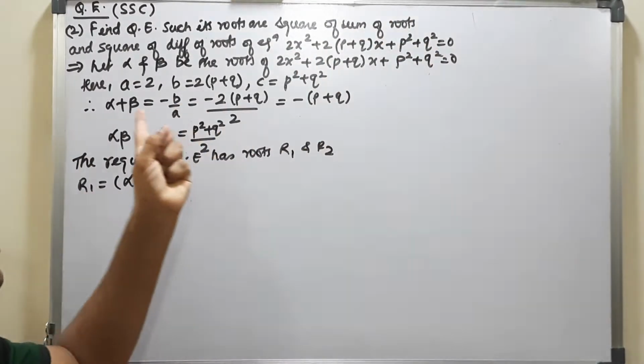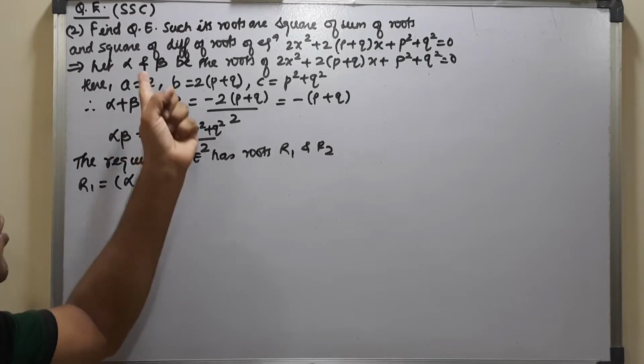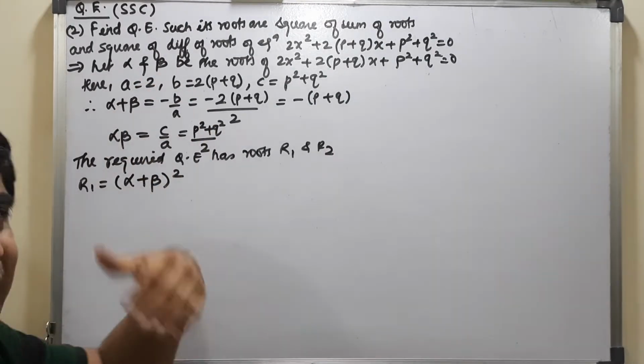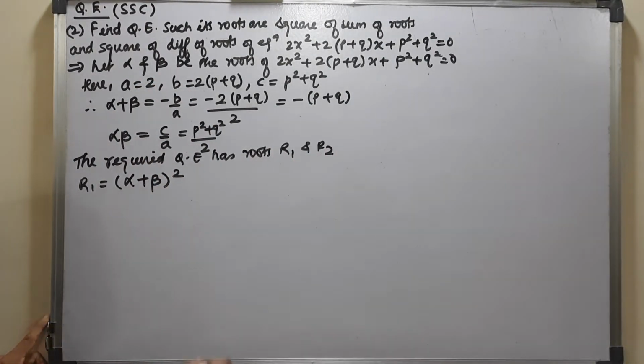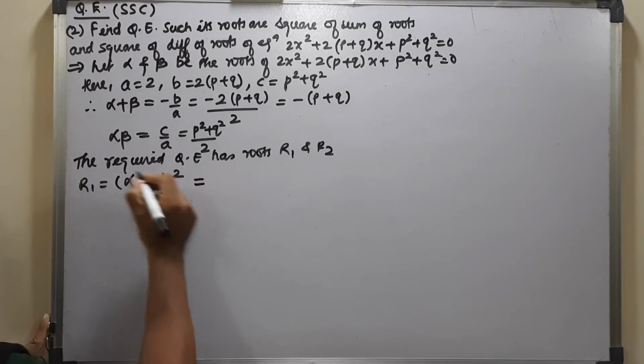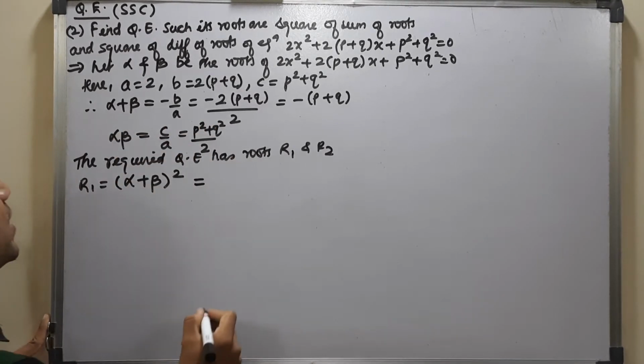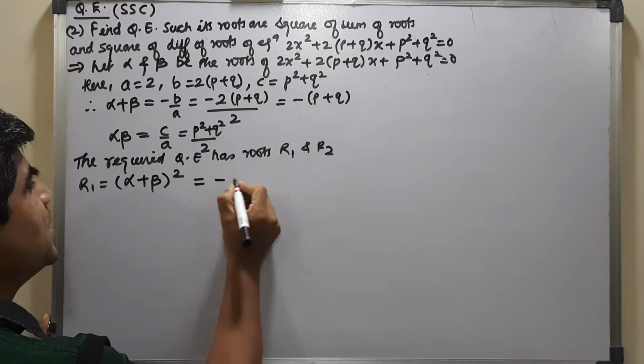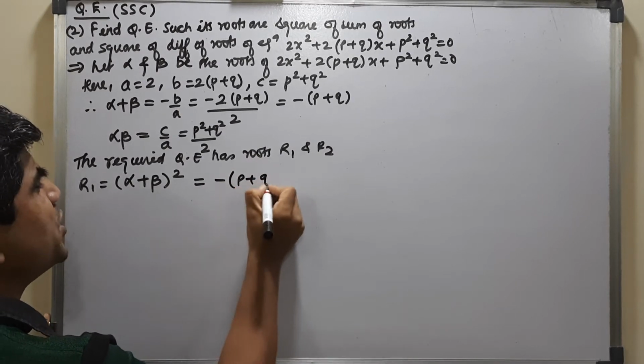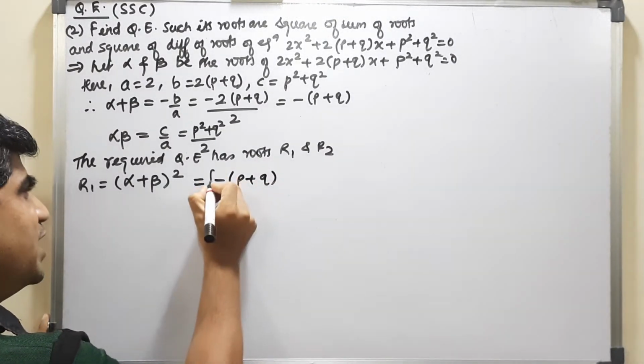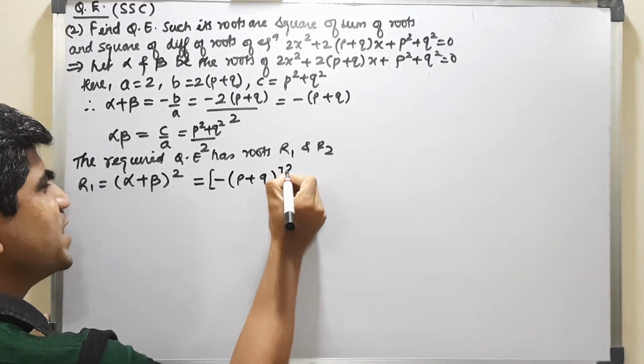And the sum of roots of this equation is what? Alpha and beta, right? Sum. Root number 1, root number 2, and square of it. Right? So this I already have, that is, alpha plus beta the whole square is nothing but minus (p plus q), closing the bracket, and the whole square.